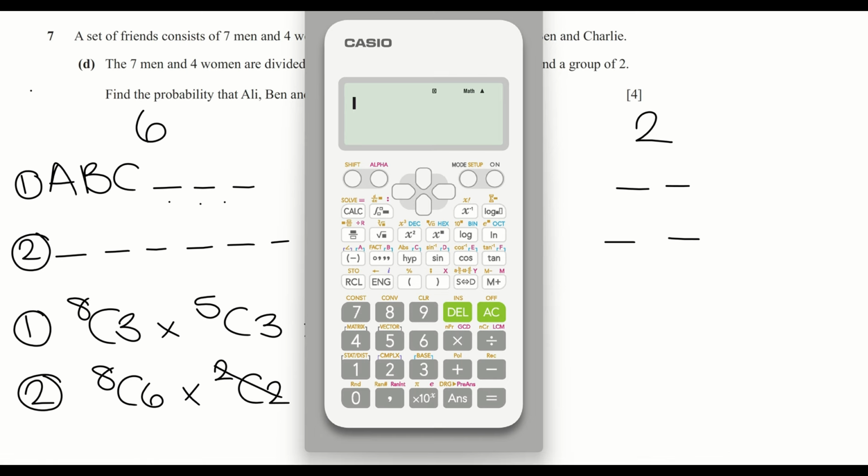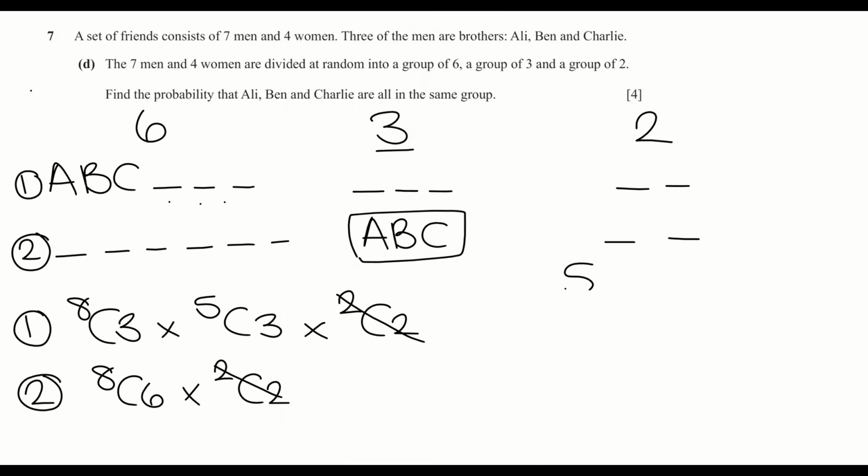So I can take my calculator and I can say for option 1, 8C3 multiplied by 5C3 plus option 2 of 8C6 is equal to 588. This is the total number of combinations, but this question is not asking us to find the number of combinations. It is asking us to find the probability that the 3 brothers are all in the same group.